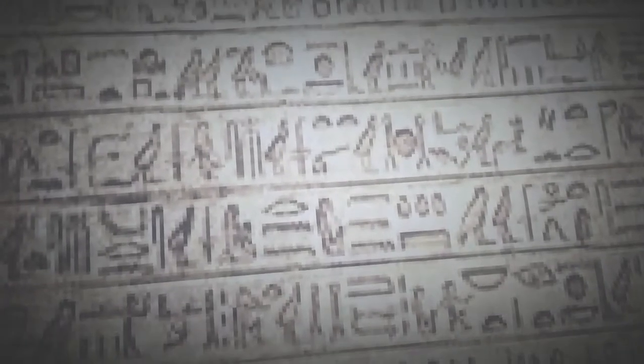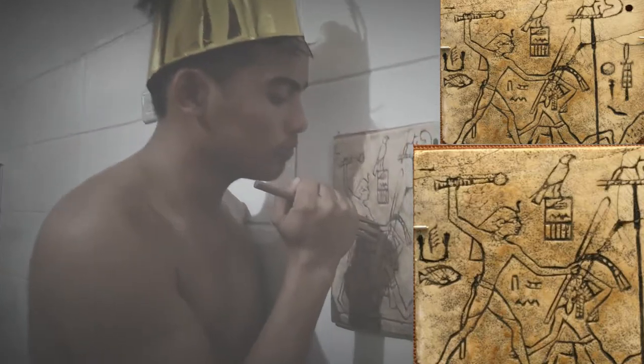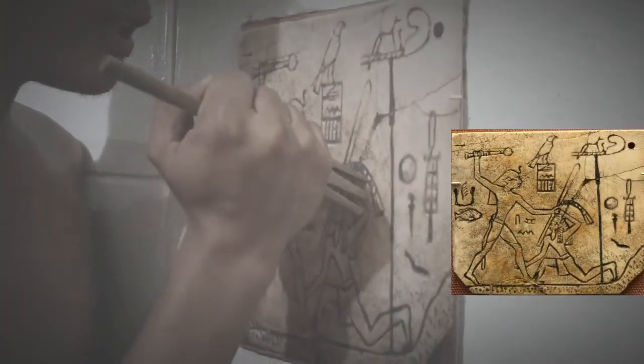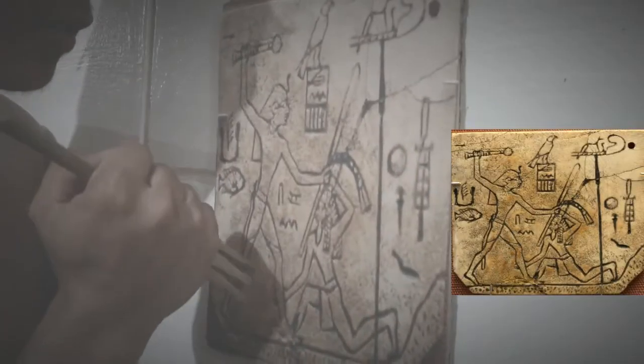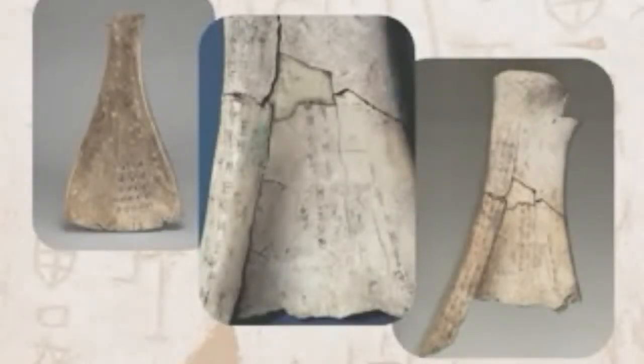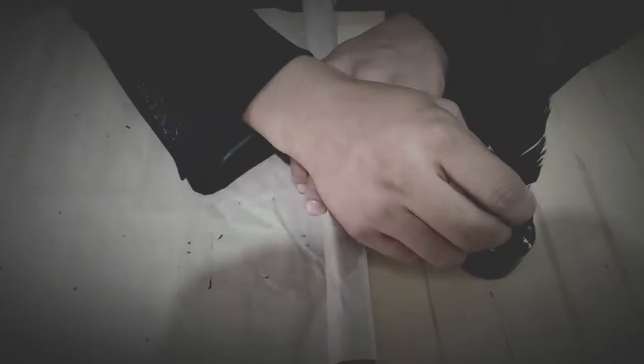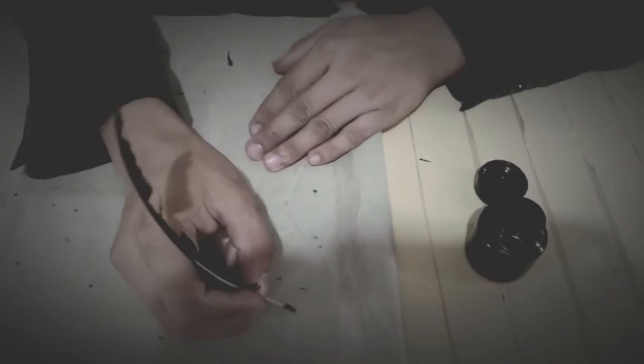3000 BC, Sumerian writing system used pictographs to represent words. 2900 BC is the beginnings of Egyptian hieroglyphic writing. In 1300 BC, tortoise shell and oracle bone writing were used. 500 BC, papyrus roll was used.